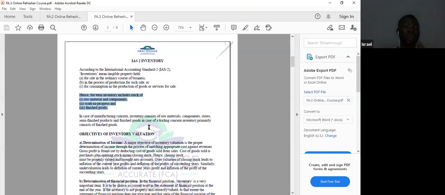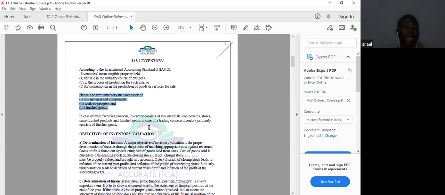Raw material is when we purchase an item that is expected to undergo some processes to reshape it into another thing that will be useful for consumption. Please, when I mention consumption, I'm not saying everything that we can eat. Consumption means everything we can use, not only what we can eat. So raw material is the item that will still undergo some processes before it can be useful for the end user.